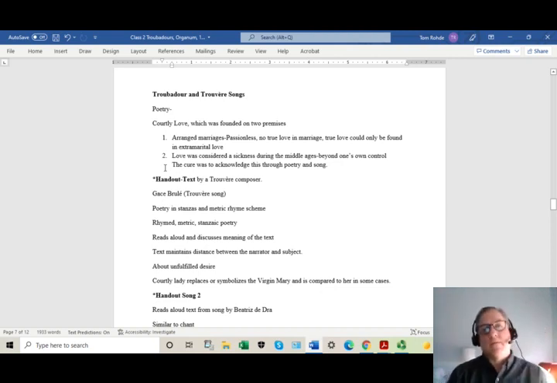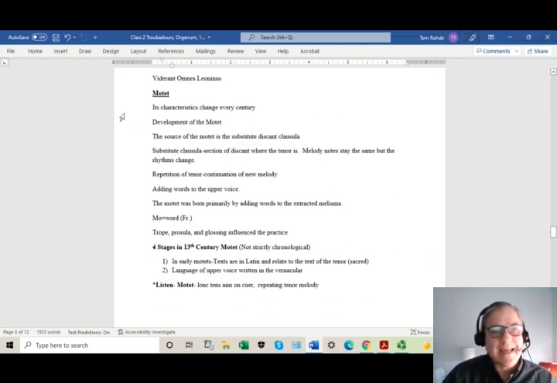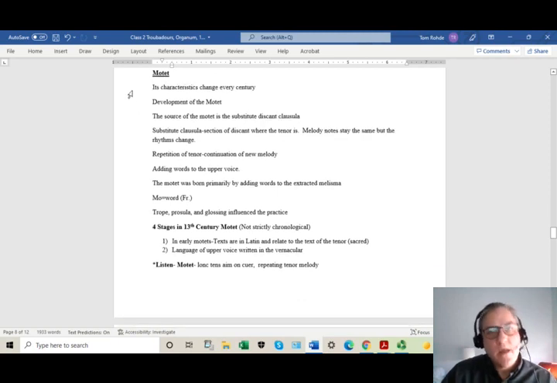So a lot of the poetry in the songs that we look at from the troubadour repertoire is talking about courtly love. So I'm going to move on and show you a quick example of a song, but let me just talk about this.